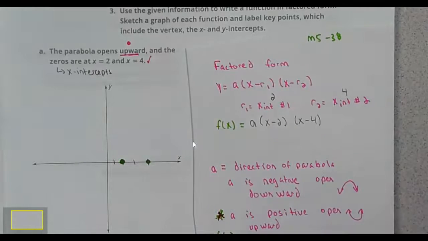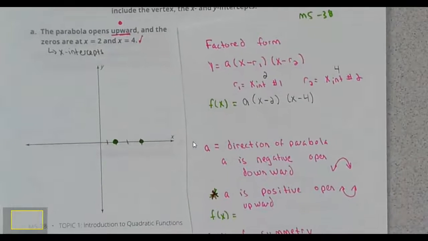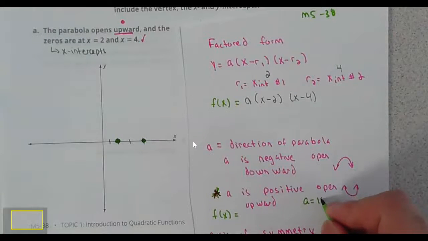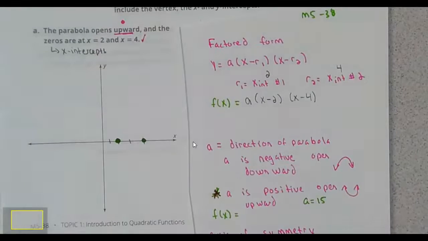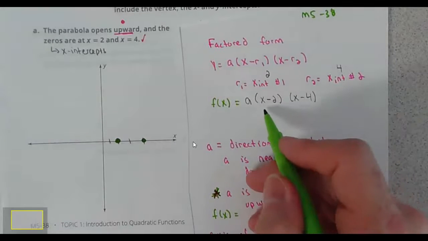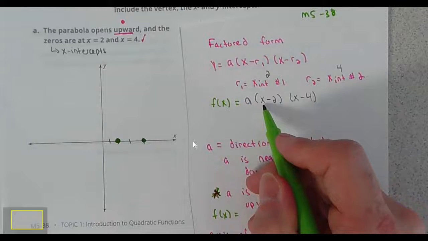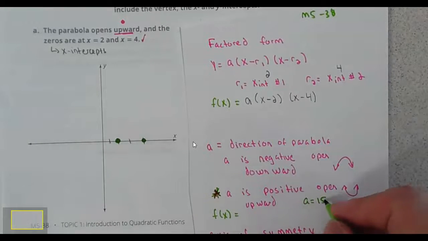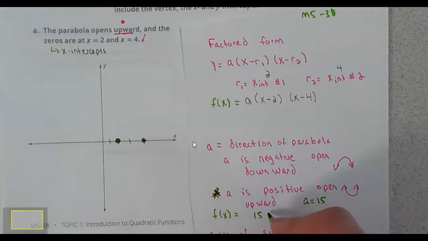So what I have to do is choose an a value that's positive, and it can be anything I want it to be. I can choose an a value of 15 if I wanted to, so why not choose that? I already know my factored form is going to be (x minus 2)(x minus 4). Now I'm going to plug 15 in place of a. So right now we have 15(x minus 2)(x minus 4).